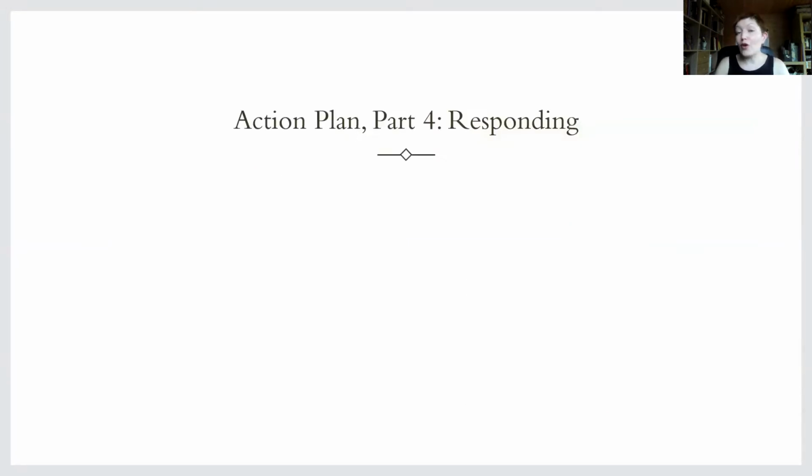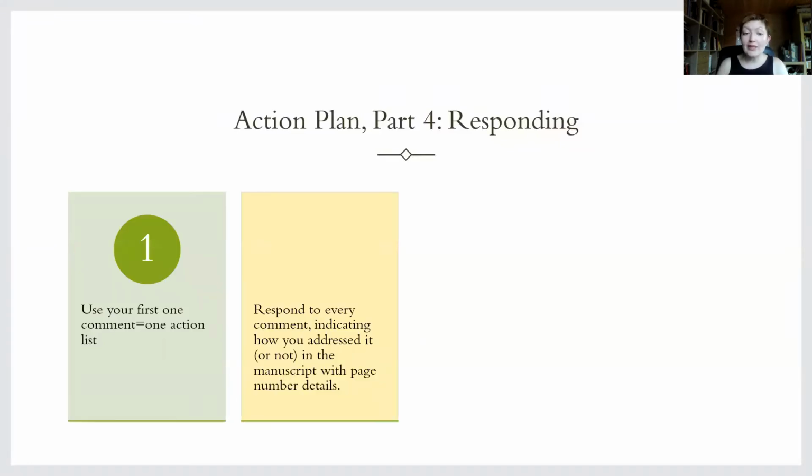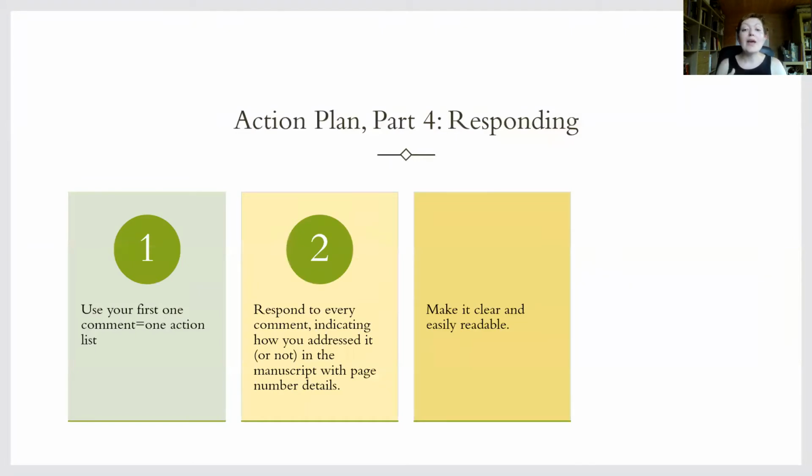Action plan part 4, responding to the reviewers. Use the first one, the comment and action list. So that first list that you have created when you broke each reviewer's comments into lines, right? Take the action out, but leave the comments broken into lines. Respond to every comment, indicating how you addressed it or not in the manuscript with the page number details. Make it clear and easily readable. Save the reviewer time. The more time you save them from following your responses, the more time they will have to go in depth into your work, and the less frustrated they will be, therefore in better mood they will be to receive your arguments.